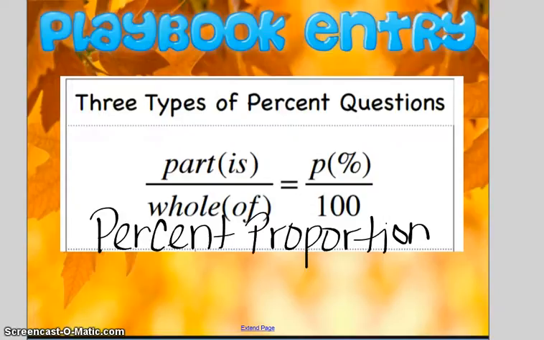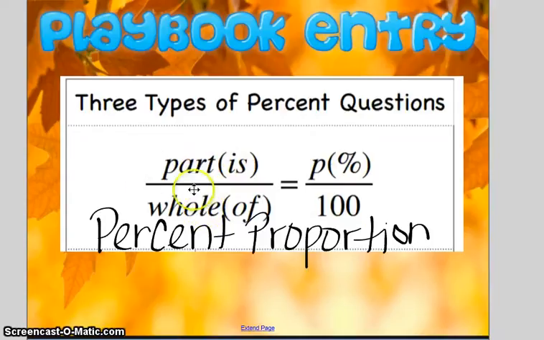Specifically, today we're going to work on finding the missing part. So here we have the part up at the top, and usually it's referred to as is. So when it says, what is 15% of 23? We're finding the part, we're given the percent, which is 15, and the whole is of 23. So given those keywords lets us know where to put them in our percent proportion.